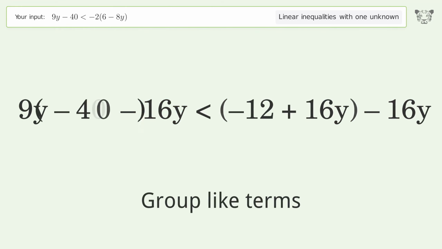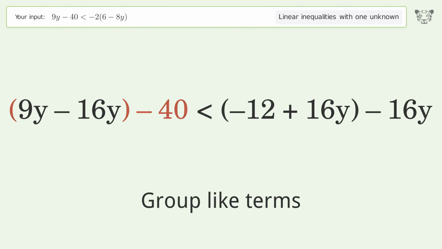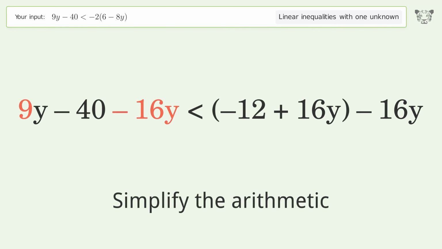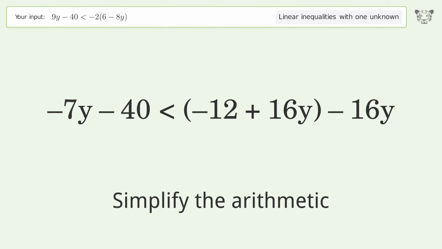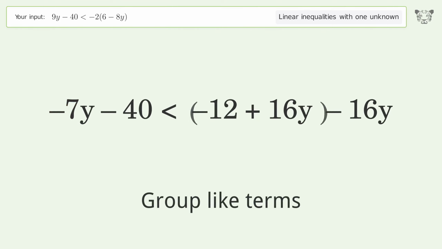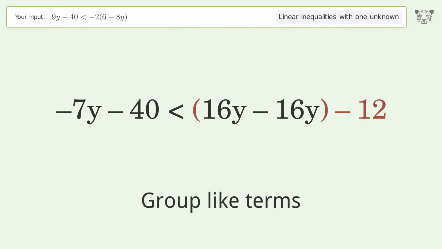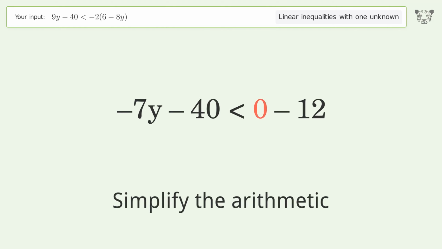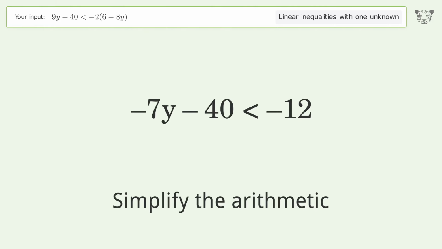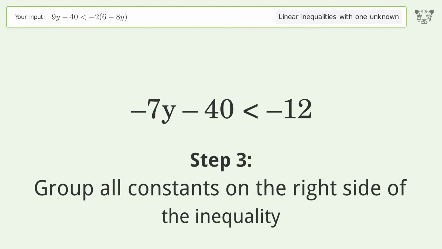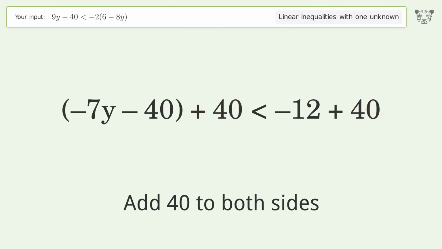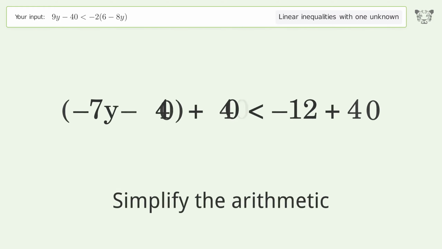Group like terms. Simplify the arithmetic. Group like terms. Simplify the arithmetic. Group all constants on the right side of the inequality. Add 40 to both sides. Simplify the arithmetic.